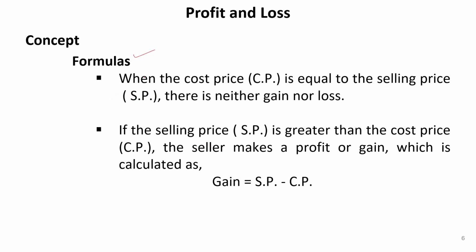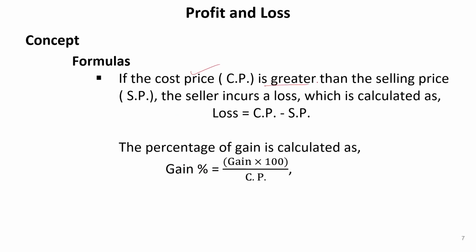So let's see all the formulas. When the cost price CP is equal to the selling price SP, there is neither gain nor loss, because selling price minus cost price will be equal to 0. If the selling price is greater than the cost price, then the seller makes a profit or gain, calculated as gain is equal to selling price minus cost price. If the cost price is greater than the selling price, then the seller incurs a loss, calculated as CP minus SP, that is cost price minus selling price, is equal to loss.